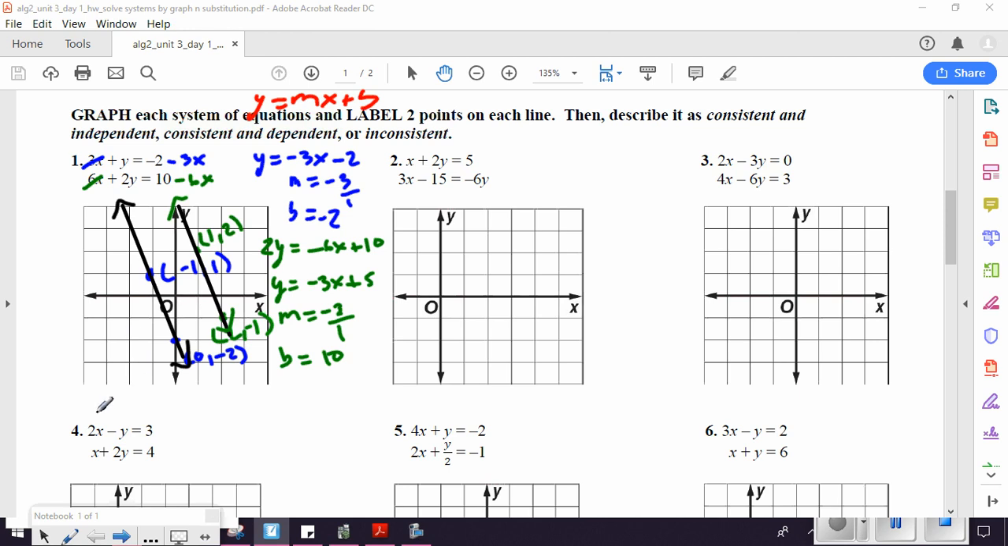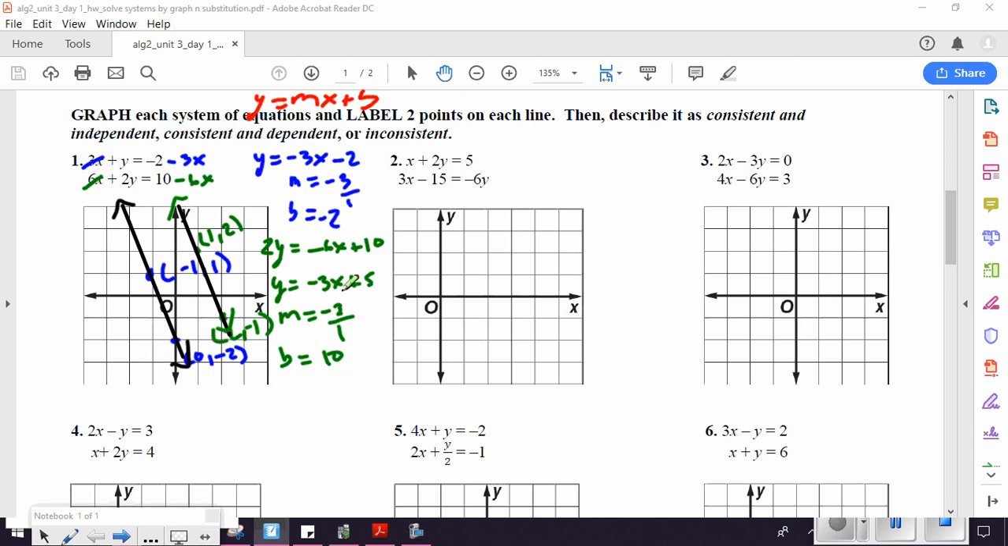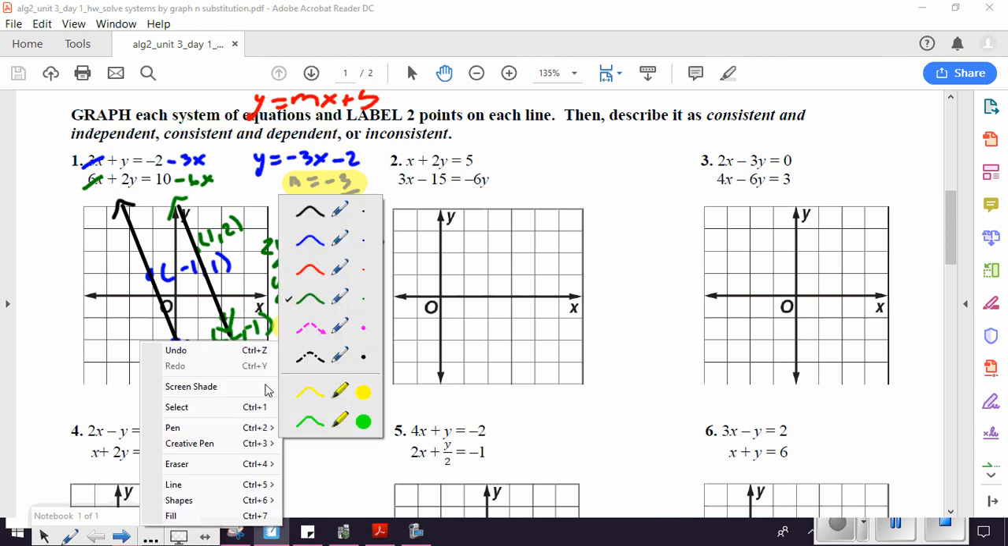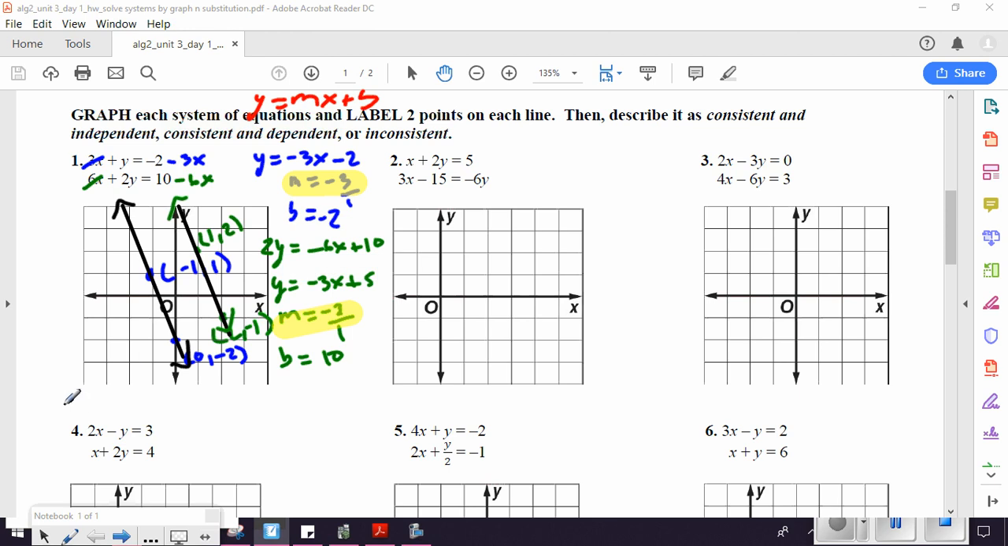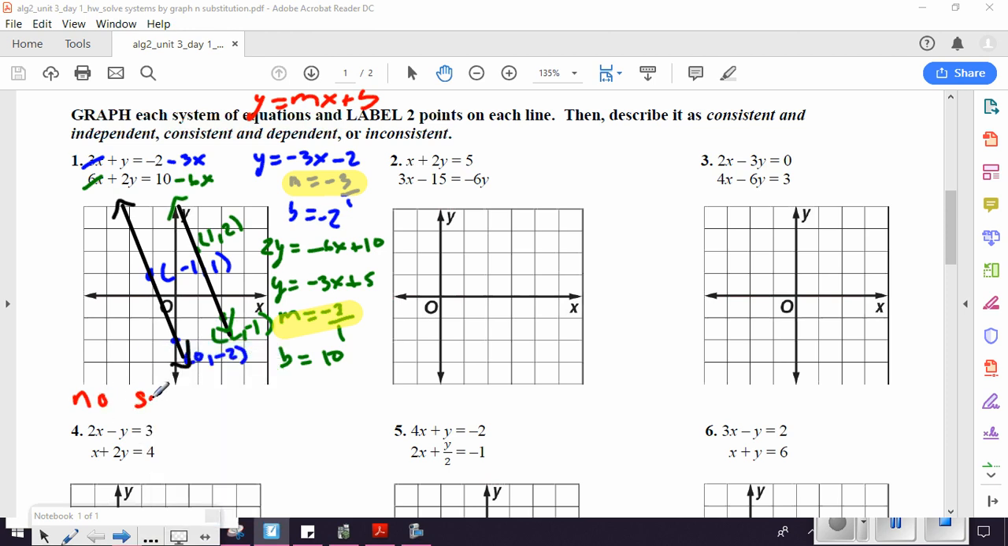So it appears that these lines are not crossing at all. It appears that they're parallel. Well, they have the same slope. So any lines with the same slope are definitely parallel. With that being said, since they're parallel, they'll never intersect. And since they'll never intersect, there is no solution to the system. And when it's parallel, you would say it is an inconsistent system.